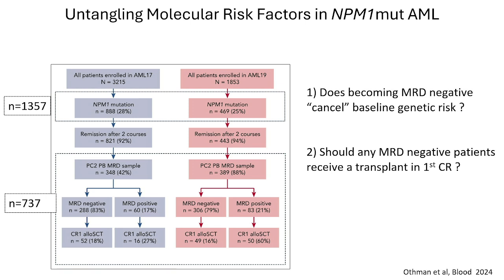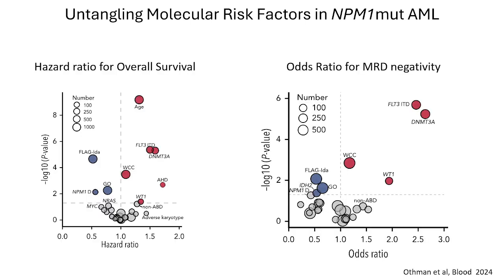Importantly, there was a difference between the 2 studies. In the AML17 study, the MRD status was not used to allocate transplant. This was entirely based on a risk score, which is calculated from baseline clinical and molecular risk factors. And in the AML19 protocol, it's completely changed based on the emerging data from the previous study. In the AML19 study, we only used MRD status to assign patients to transplant. So this provides a good balance of patients who were selected for transplant based on clinical features or MRD status. And we tried to address the question of, does becoming MRD negative cancel baseline genetic or clinical risk factors? Or conversely, could we identify any MRD negative patients that had a benefit from transplant in first complete remission?